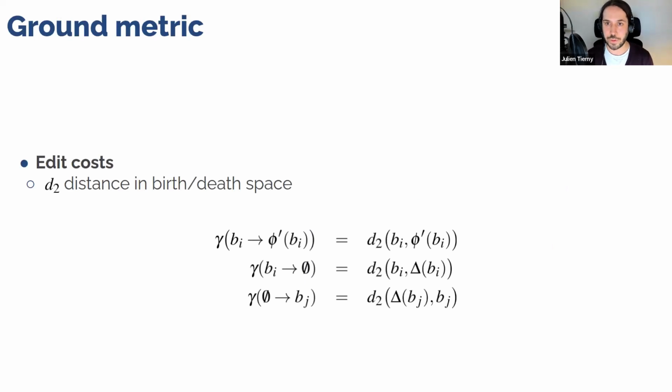So next, we'll introduce edit costs based on a ground metric in the birth-death space, again, in order to stick to the diagram case. And for this, we'll use the L2 norm between branches. And the cost of matching a branch to another will be given by the Euclidean distance in their birth-death space. And the cost of deleting or creating a branch will be given by its distance to the diagonal projection.